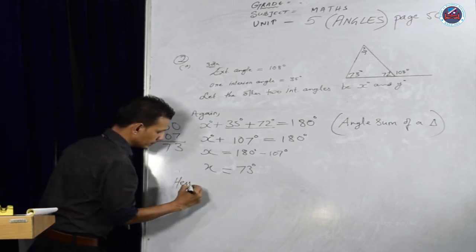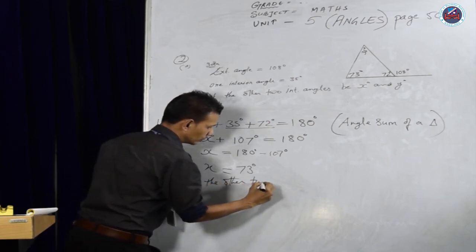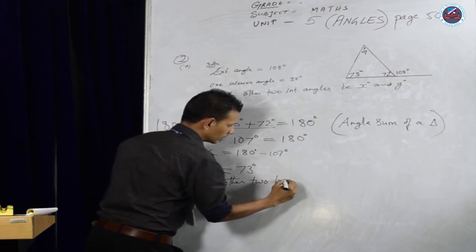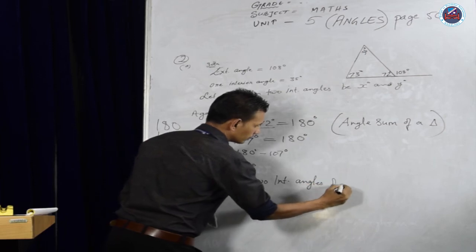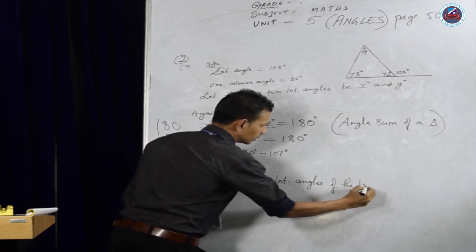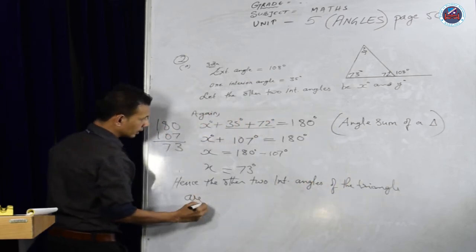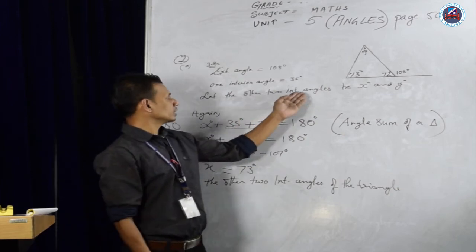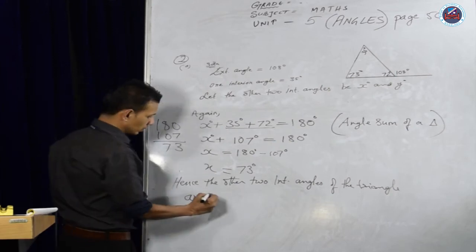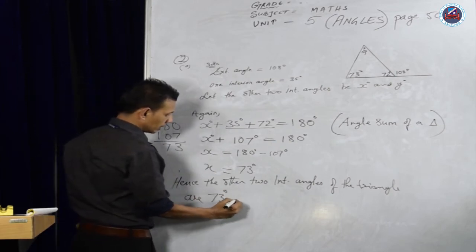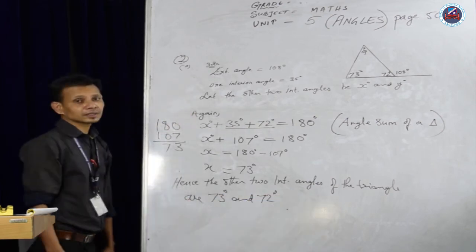Hence, the other two interior angles of the triangle are, what are they? The other two interior angles we took x and y. X and y we got 73 and 72. 73 degree and 72 degree. This is your answer.